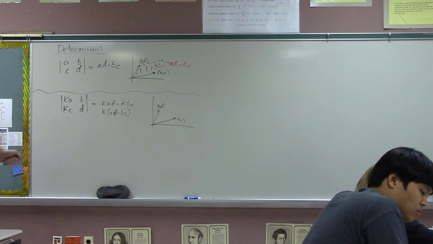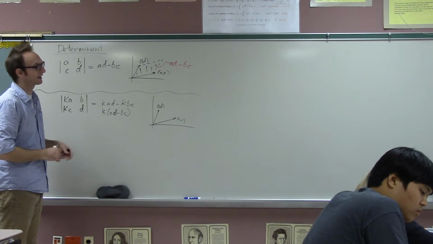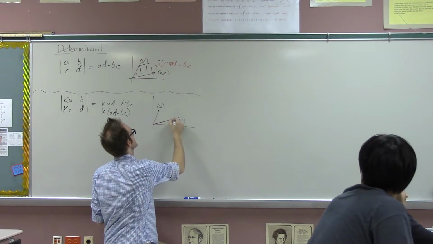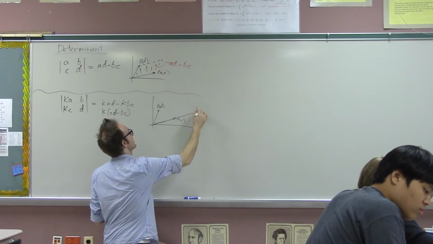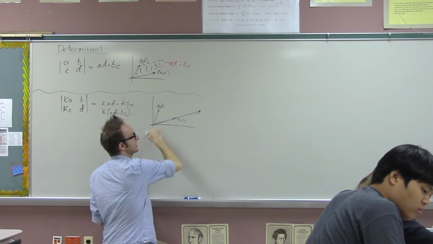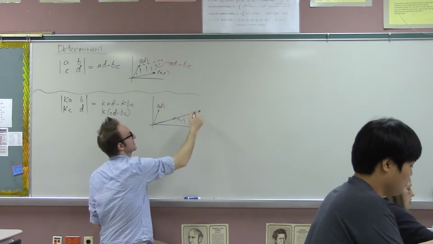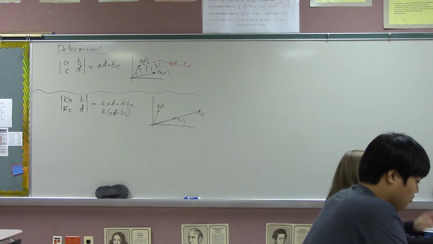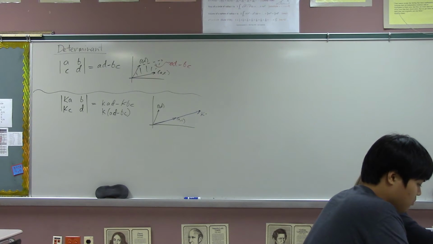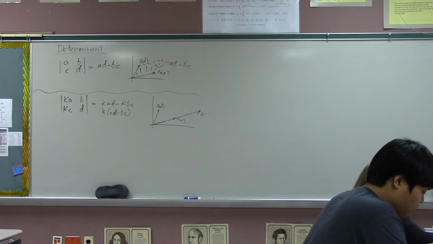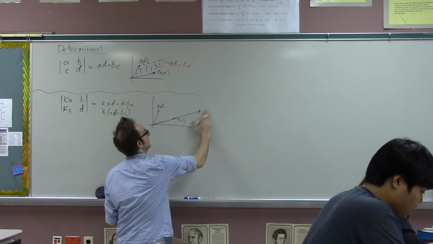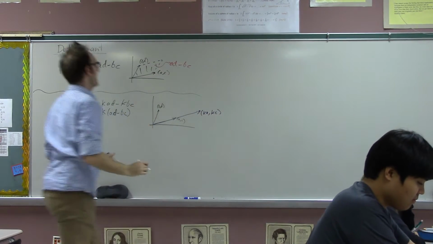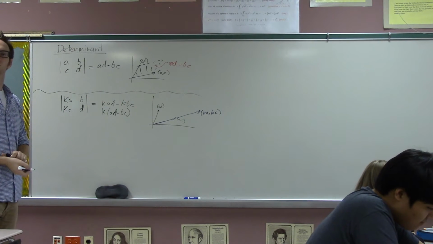So then we should extend this vector by factor k, suppose k is like 2 or 1.5 or something. So we get this new vector. Yeah, he's just like, stretch out that vector by factor k. Now this vector would be KA, KC, right? Okay, and what's the area of that parallelogram?